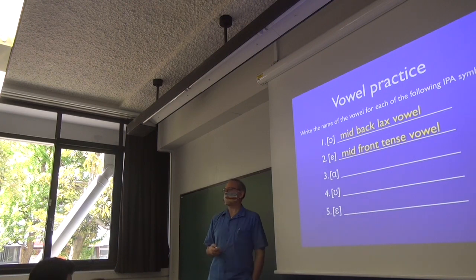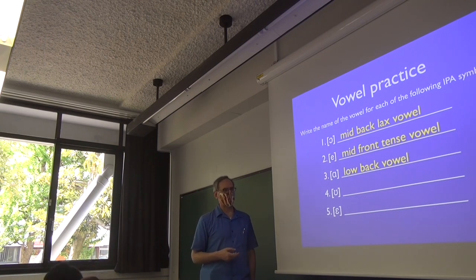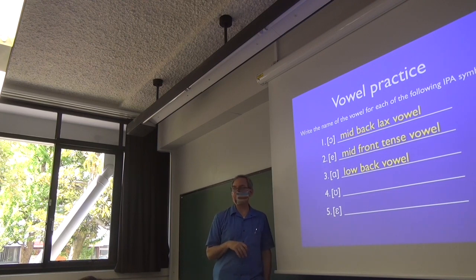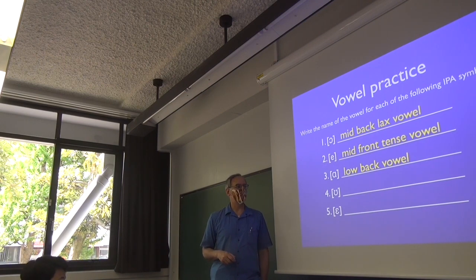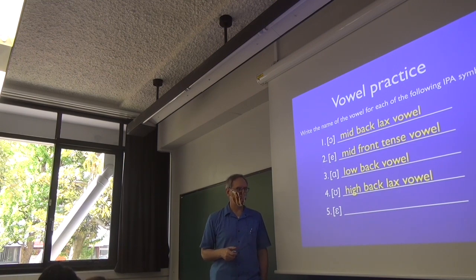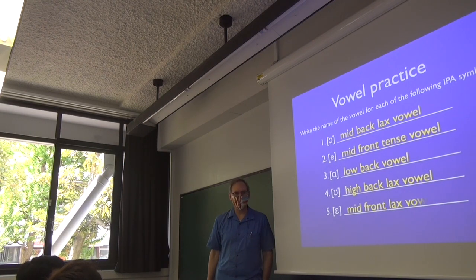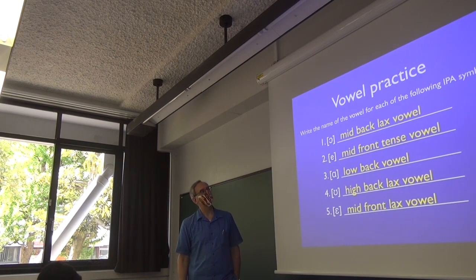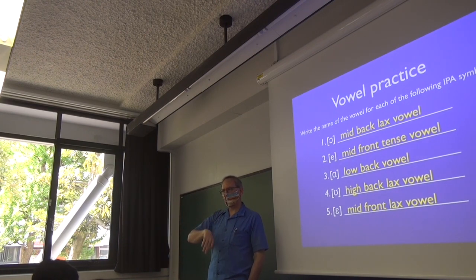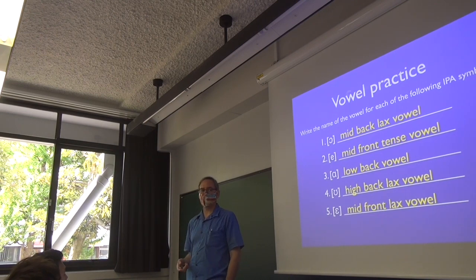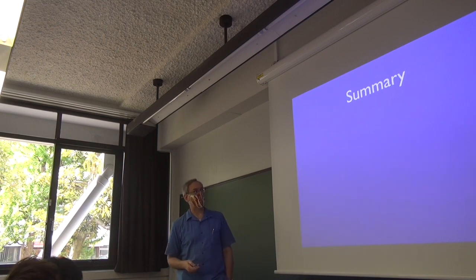Number three is the vowel a in the word father, right? A low back vowel. And here again, like the low front vowel, it's not necessary to distinguish tense or lax because there's no contrast among low vowels. Four, this is the vowel in the word book, a high back lax vowel. And finally, number five, the Greek letter epsilon, for the mid-front lax vowel. So you should be prepared to describe vowels based on the IPA symbol and provide the IPA symbol for a vowel description, or vowel name.